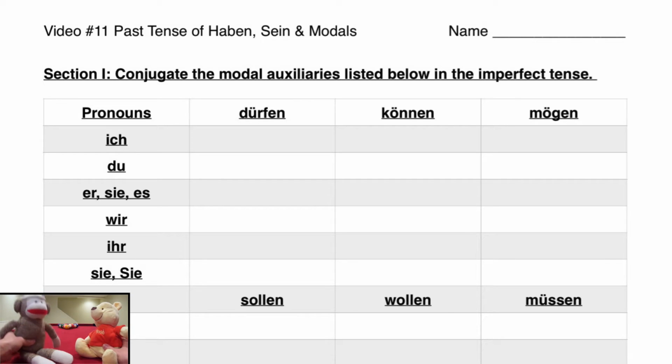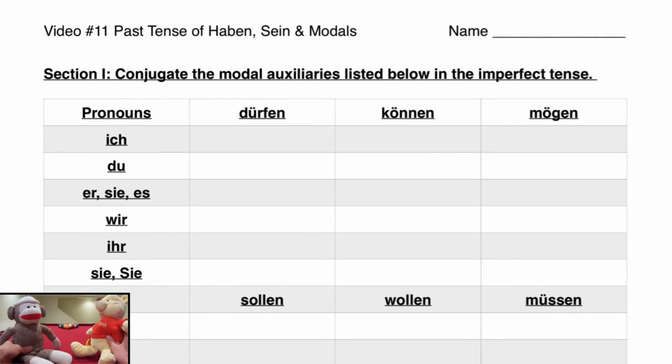Hi everybody! Today we're going to be talking about the past tense of modal auxiliaries. The worksheet says that it's about the past tense of haben, sein, and the modal auxiliaries, but it's actually just the video before this, the puppets video, that had haben and sein in it. This worksheet is actually only about the modal auxiliaries, as that's the only thing that's actually new here.